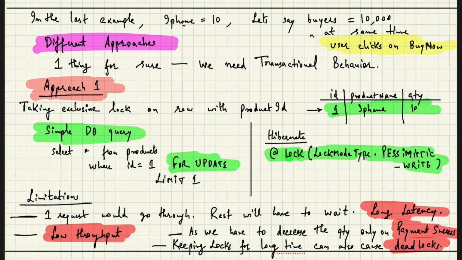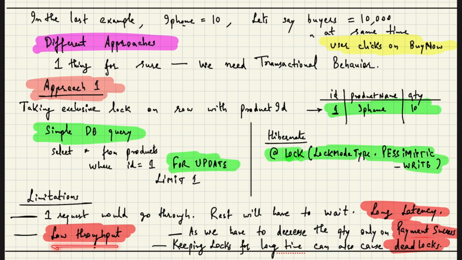Now let's discuss the limitations of this approach. As we have already seen, there is one particular row, right? And the buyers are 10,000, right? So what would happen? There's high contention only on this particular product, right? What is the limitation? One request would go through, yes, but the rest will have to wait, for example, 9,999 users have to wait, and for all those users there will be a long latency, right? And eventually what would happen?